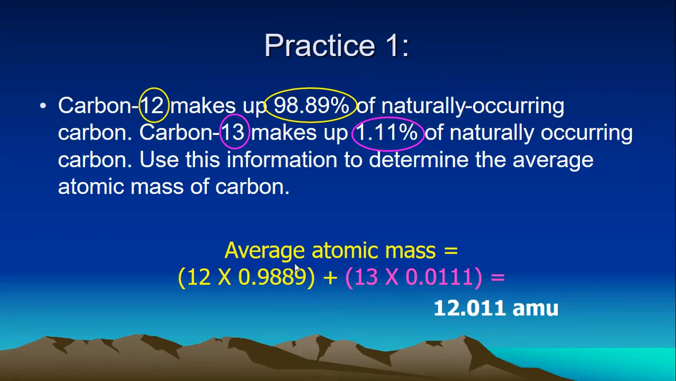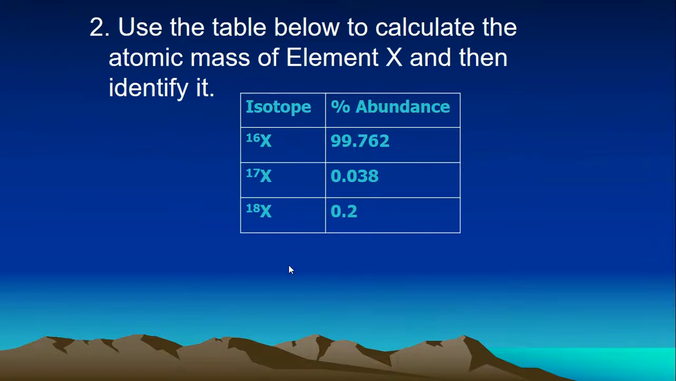If you can, you should always check your answers against the periodic table. However, you sometimes won't be that lucky. Sometimes you might be given a generic isotope. Isotope X, element X, doesn't exist. But in element X, we're saying that there are 3 isotopes, 16, 17, and 18.